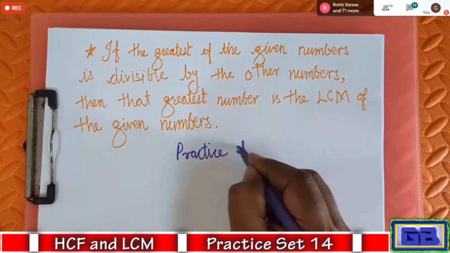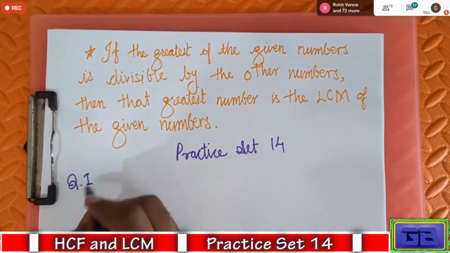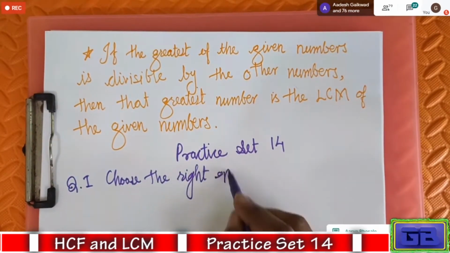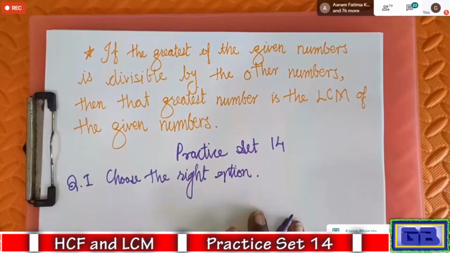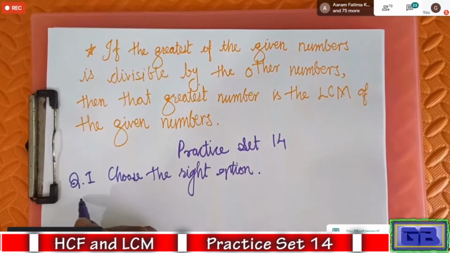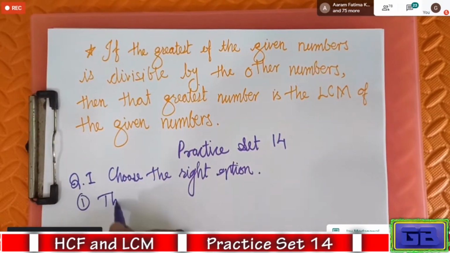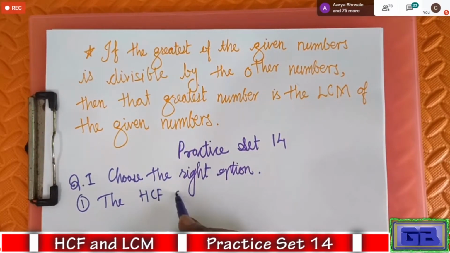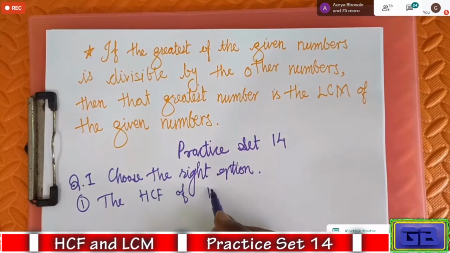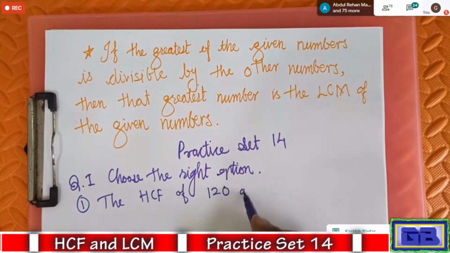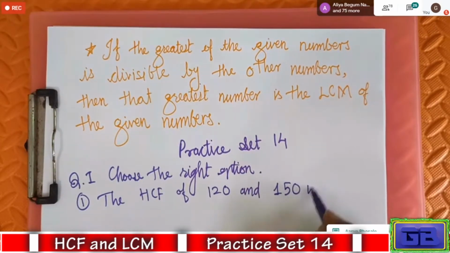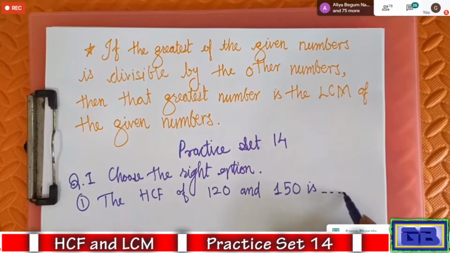Practice set 14. Question number 1. Choose the right option. Write down the first one. The HCF of 120 and 150 is dash.